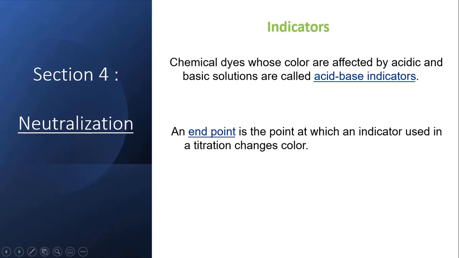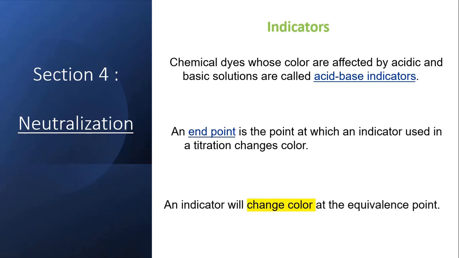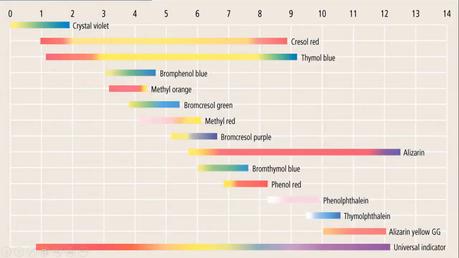Indicators. Chemical dyes whose color is affected by acidic and basic solutions are called acid-base indicators. What is the end point? It's the point at which the indicator used in titration changes its color. The indicator will change the color at the equivalence point, not the end point. The end point usually comes after the equivalence point.